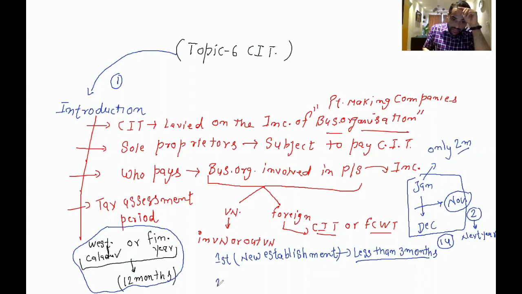Another situation, the second example, is mergers and acquisitions. We call them M&As. So if any business is acquired by or merged into another business, then what will be the tax year for that kind of business?